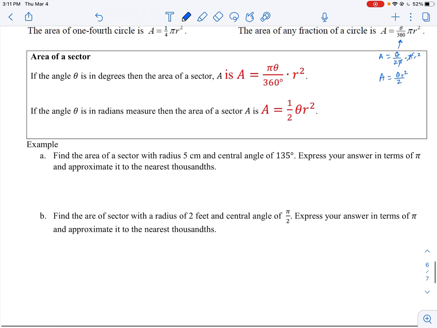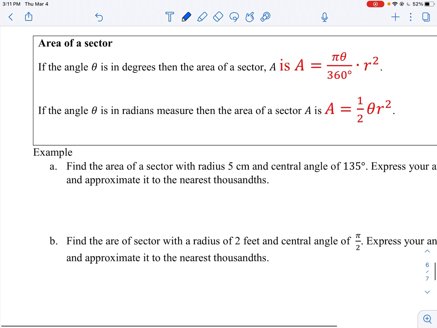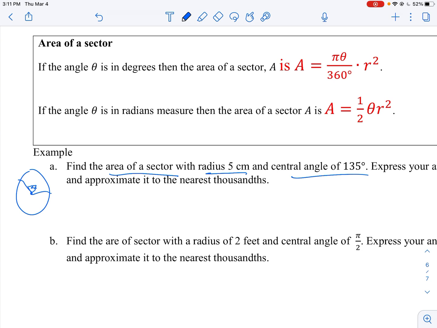So let's go ahead and do one of those. We've got example A, which is a similar setup to what we had before, but we're getting the area of the sector with a radius of 5 centimeters, and the central angle is 135. So I have my circle, and the central angle is 135 here. Well, you need to figure out what portion that is of all the way around. So I do 135 out of 360, and again, times by pi r squared. Oh, I should probably replace r with the actual radius, which is 5.